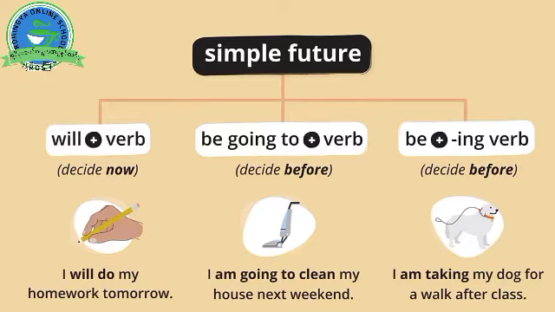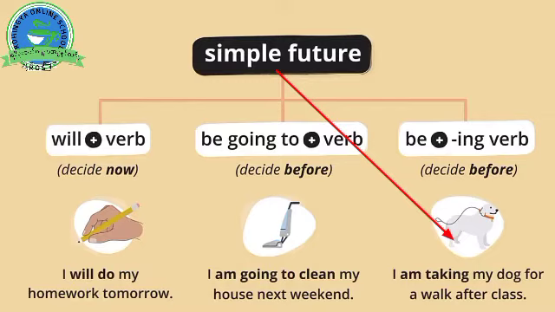Next one, we use be going to and a base verb to talk about existing future plans. For example, I'm going to clean my house next week. We also use the present continuous, verb plus ing, to talk about existing future plans. For example, I am taking my dog for a walk after class.